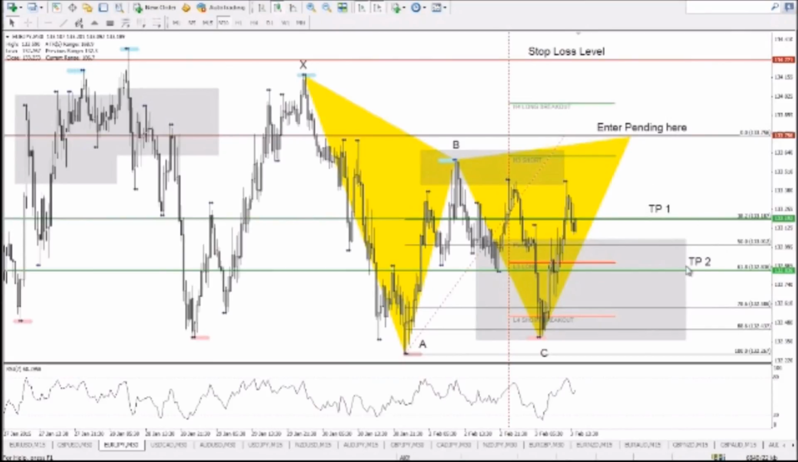Alright, so I hope this gives you a much clearer idea or illustration of how we identify the potential pattern, predict where this pattern is going to complete, decide how we are going to enter the market, as well as how we are managing certain trades.